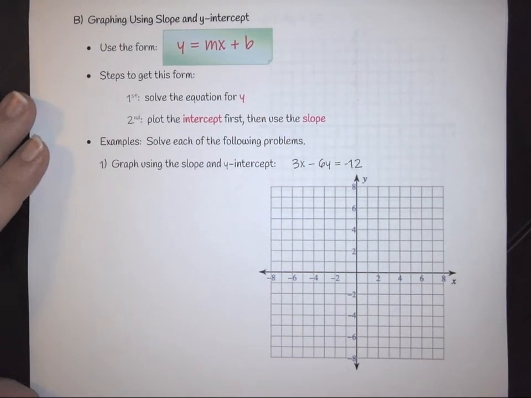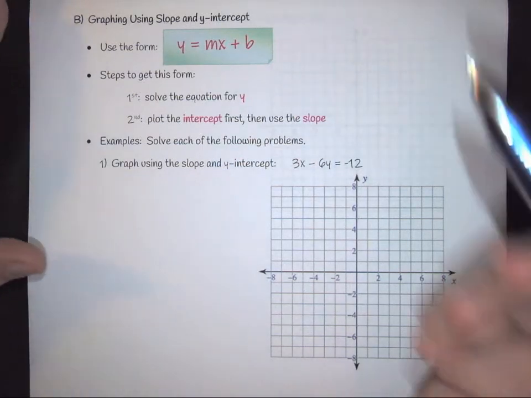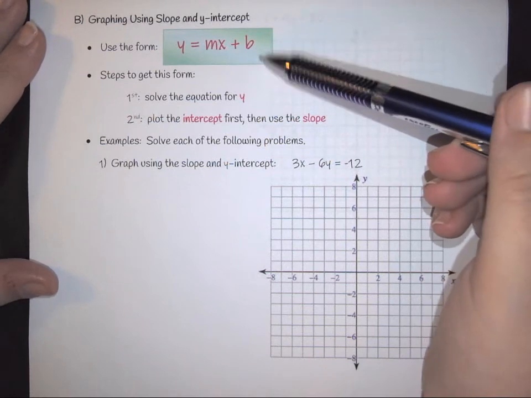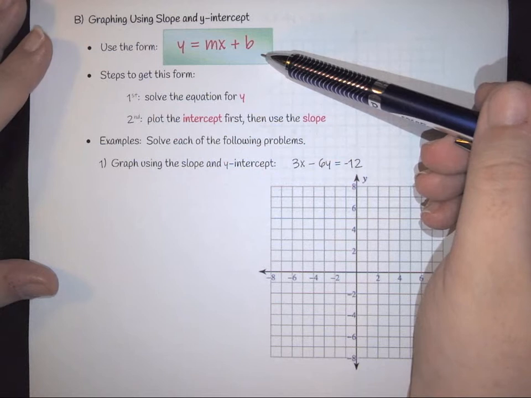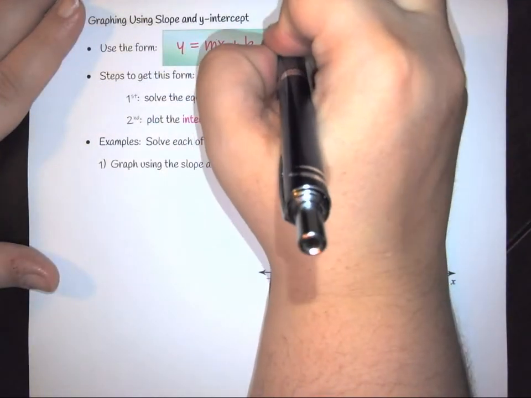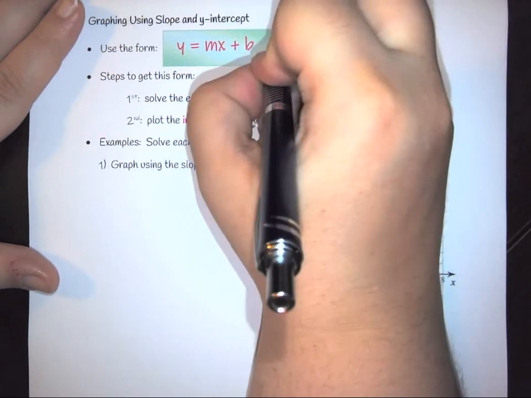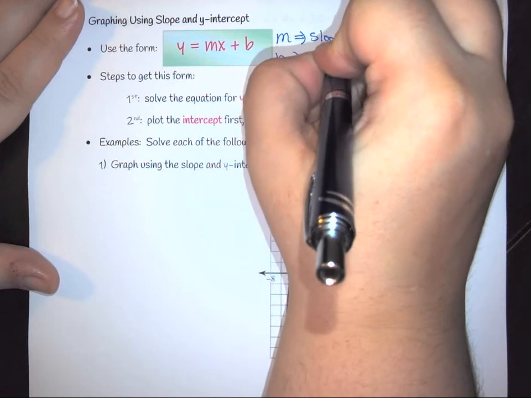Here we're going to look at how to graph using the slope and the y-intercept. Well, the first thing we need to know about that is we need to know our form. This form here, y equals mx plus b, is your slope-intercept form. A couple things you need to know in this. M represents your slope and b represents your y-intercept.